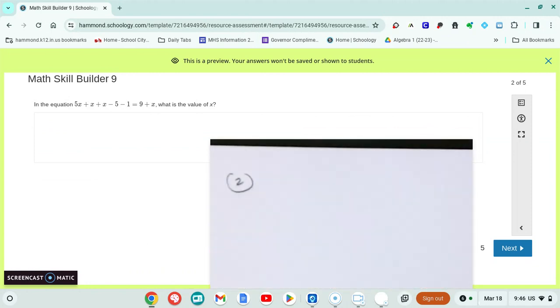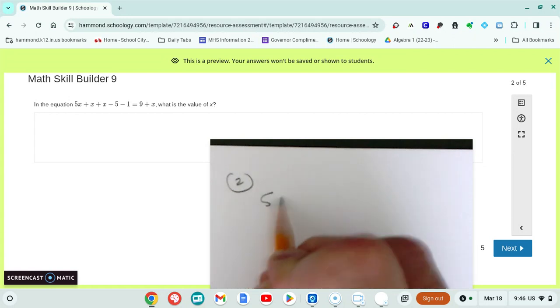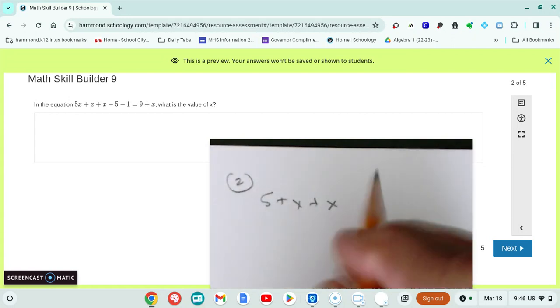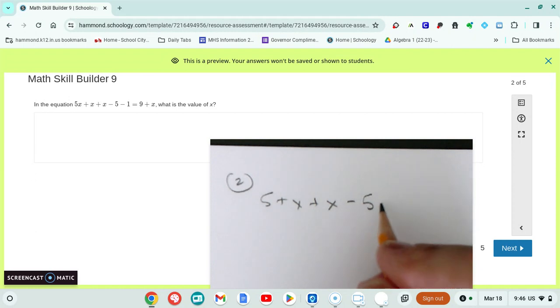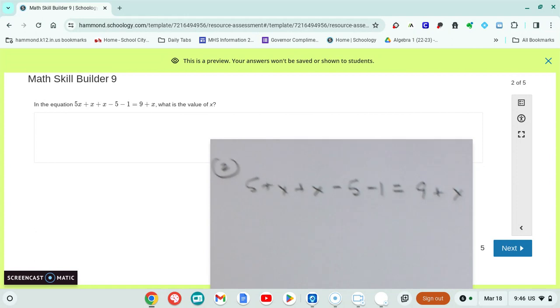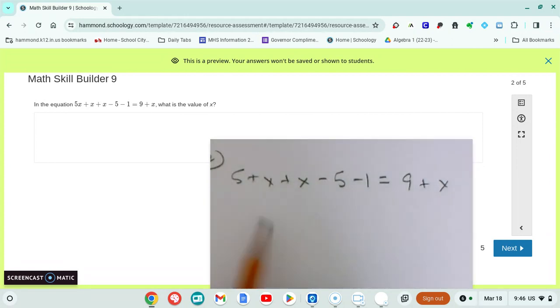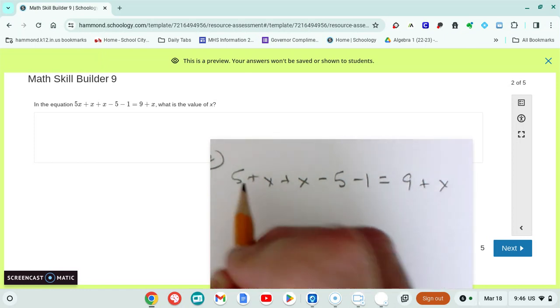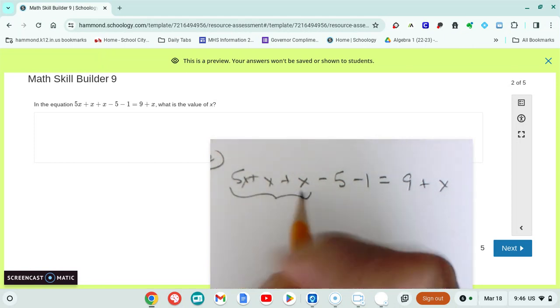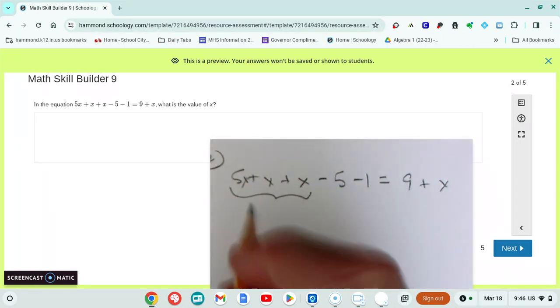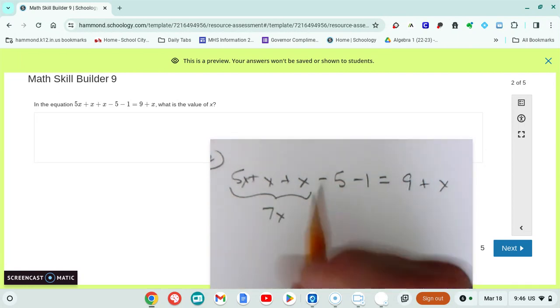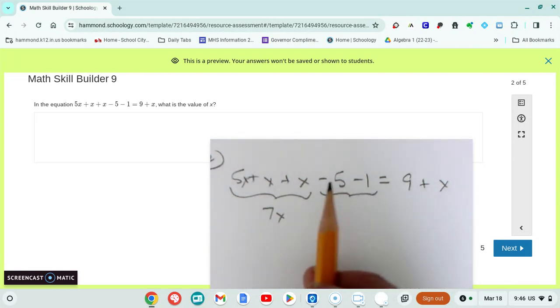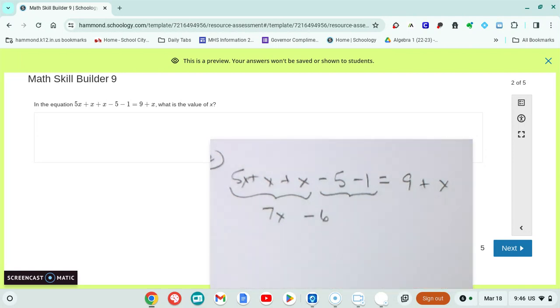Let's check our second item. So we've got an equation, 5 plus x plus another x minus 5 minus 1 equals 9 plus x. And we're asked, what is the value of x in this equation? All right, so it's a little more complicated equation than we're used to seeing, but recall what this tells us is, that's 5x, by the way, that we need to combine some like terms. So 5x plus 1x is 7x, and then constants are automatically like terms, so a -5 and a -1 is a -6.